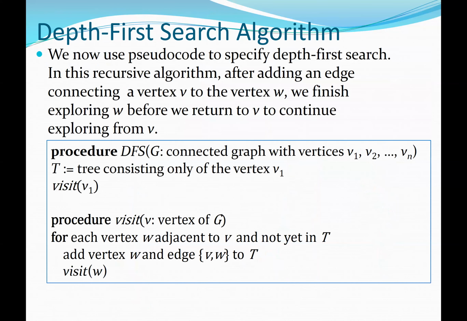So here's the algorithm, right? So first we lay out all the vertices, and we pick one vertex to be the root. So we visit that vertex. So for each vertex adjacent to V and not yet in T, we add that to the tree. So now we visit W, right? And then they keep going on and on until forever.